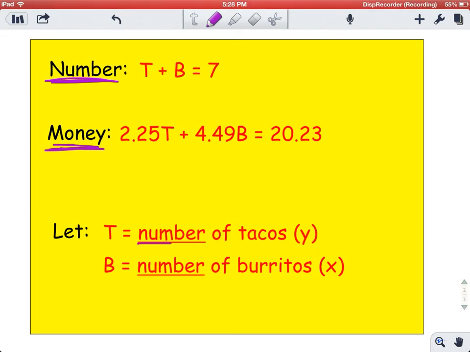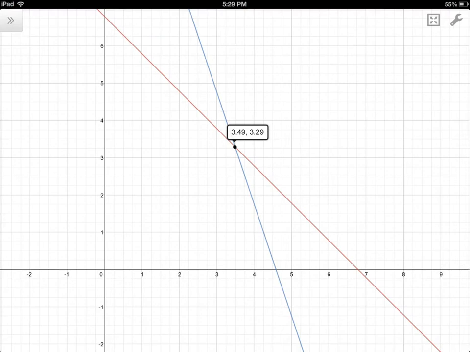So notice the definition of my variables. T for taco, B for burritos, but I'm not looking for cost anymore. I know what these items cost. I'm looking for the number of each. So the two different equations change slightly. So let's put those into Desmos.